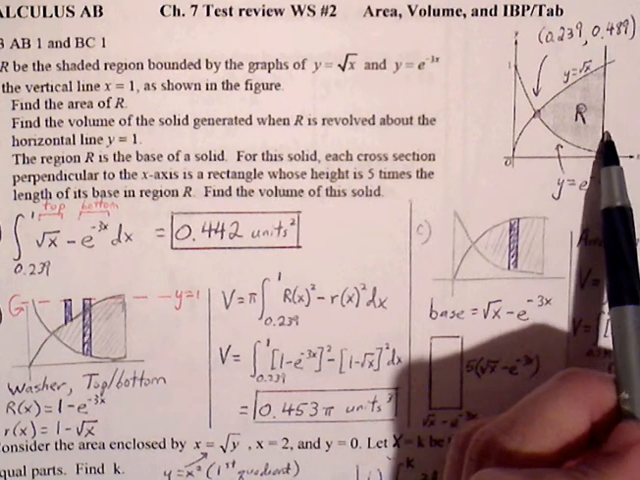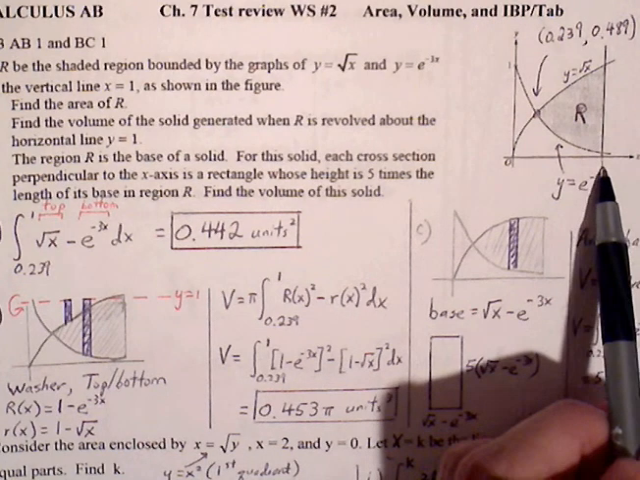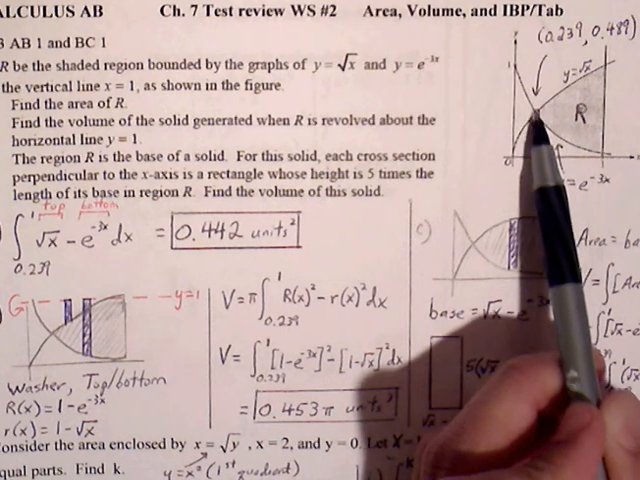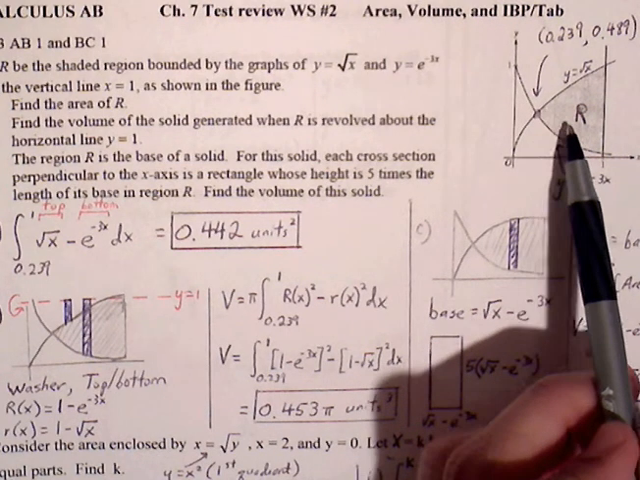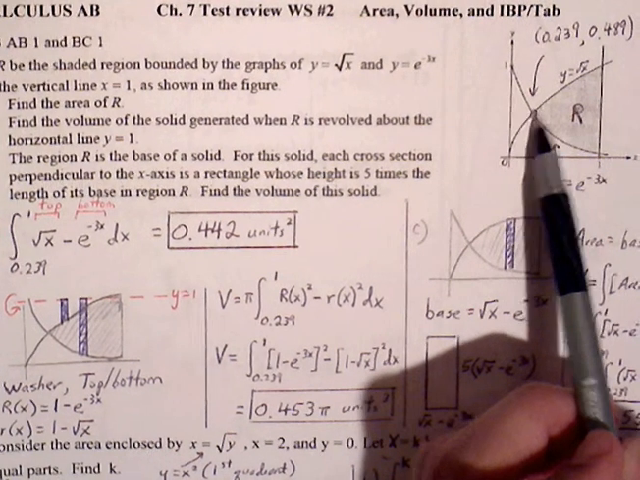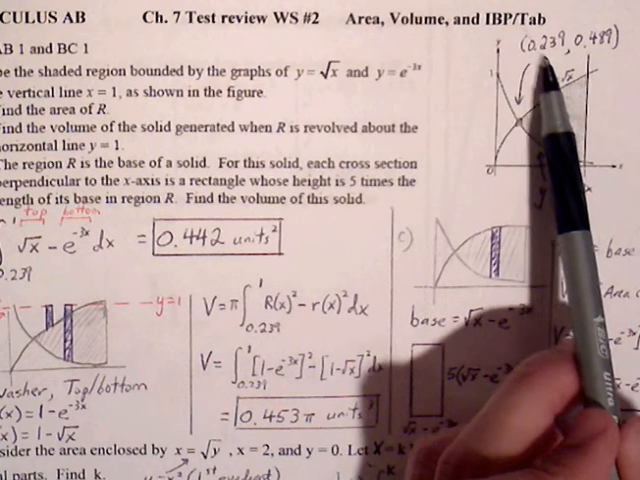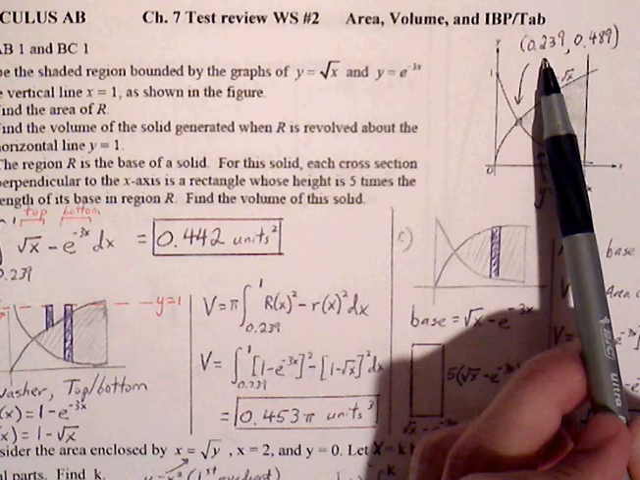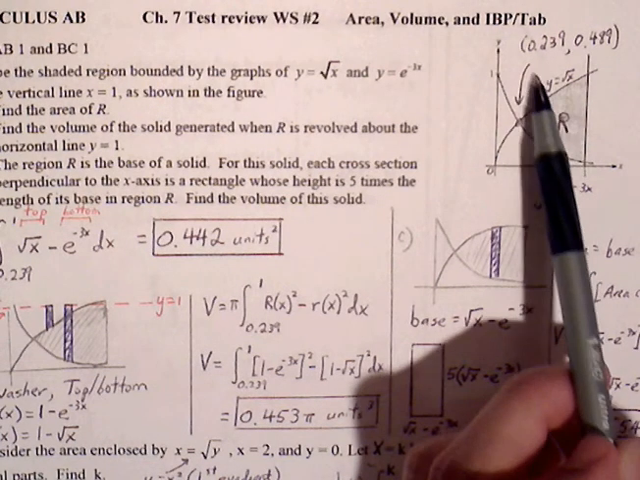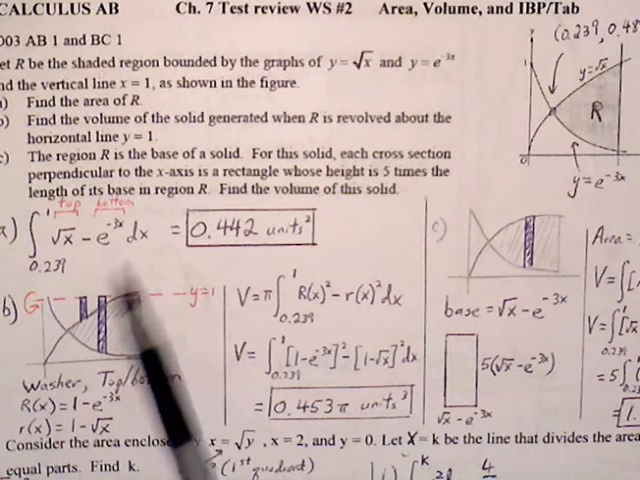Now our right bound is simply going to be x equals 1. That's the vertical line here. But to find the left bound, we have to set the equations equal to each other. We have to look at our graphing calculator for the intersecting point. If you plug in the calculator and look for the intersection, the ordered pair is 0.239, 0.489. However, we're only interested in the x value.